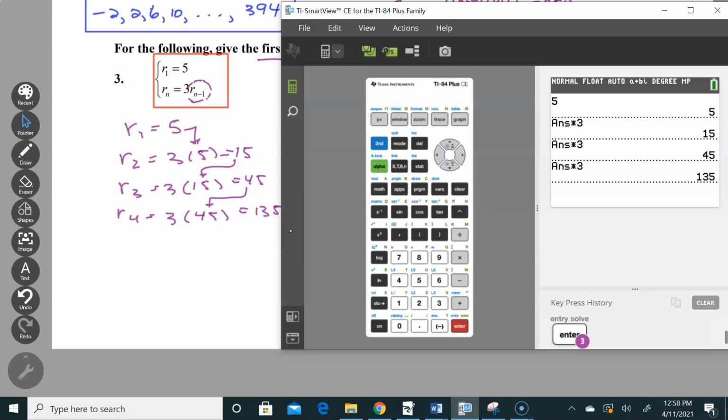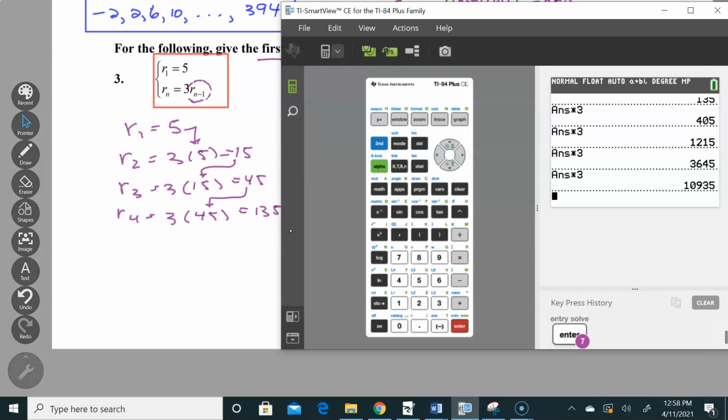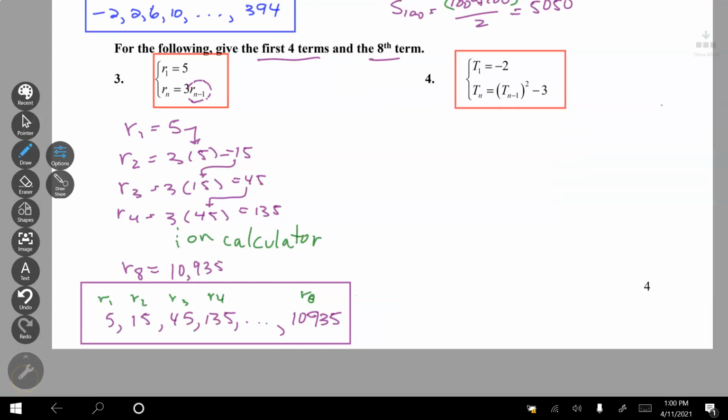And now if I want to find the 8th term, I'm already at the 4th term, so I'm going to have to hit enter 4 more times. 5, 6, 7, 8, and there is my 8th term. So you see for number 3 I completed it: I got the first 4 terms and the 8th term.